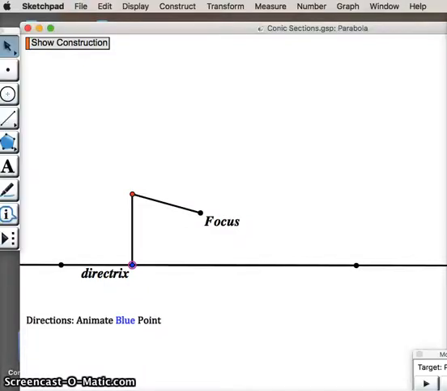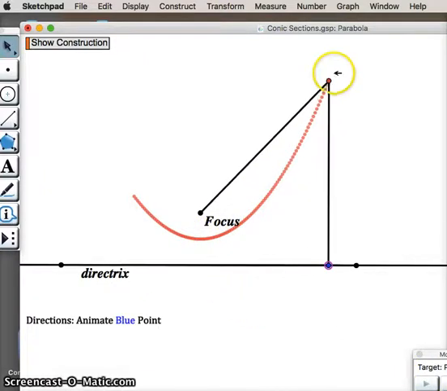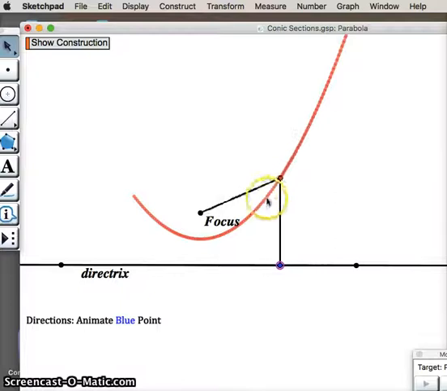Hi guys, here is the Geometer Sketchpad visual of the conic section of the parabola. So I mentioned how a parabola can be described as the locus of points that are equidistant from a line, which is the directrix, and the point, which is a focus. So if I animate this blue point, the red point represents all the points that are equal distance.